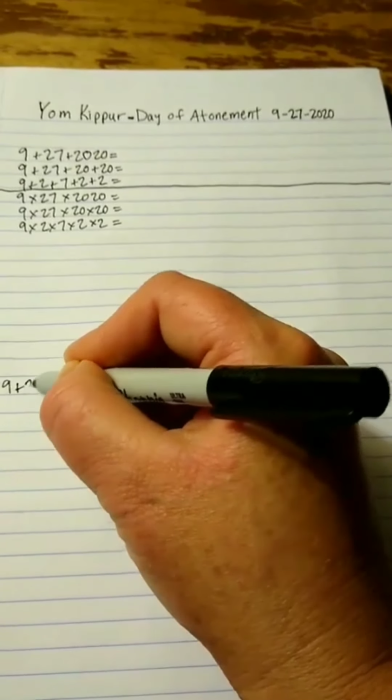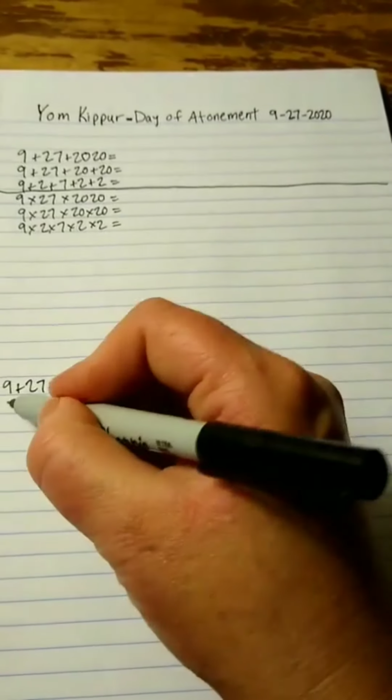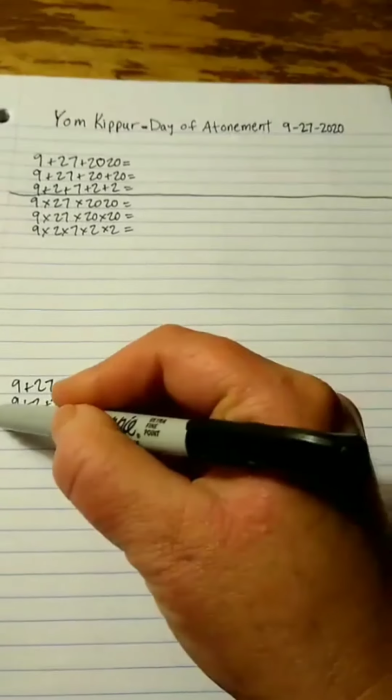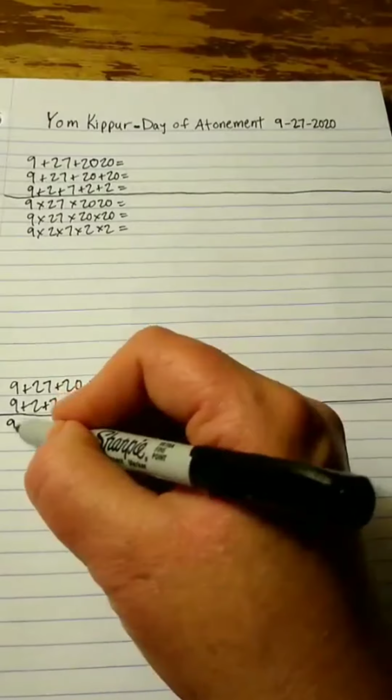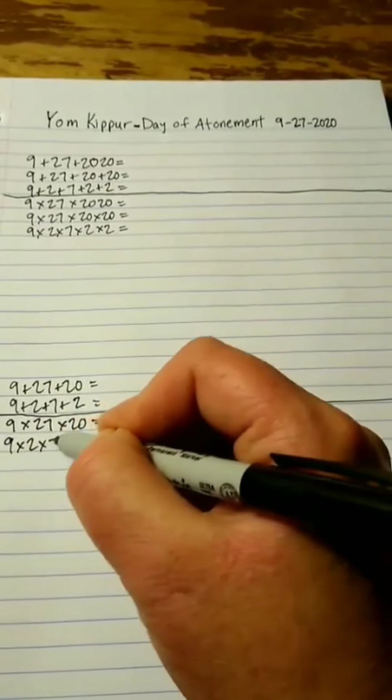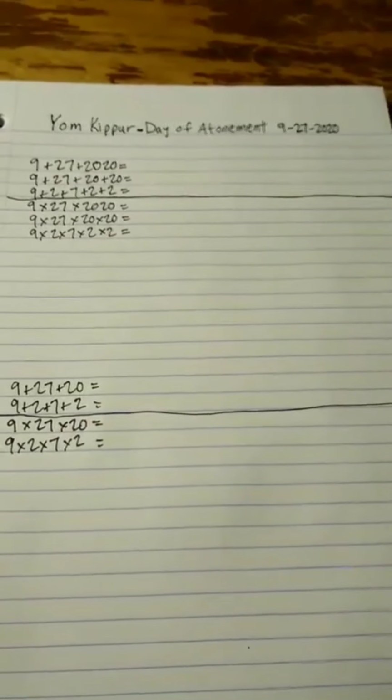So we're going to do 9 plus 27 plus 20, and then 9 plus 2 plus 7 plus 2. Forget the 0, okay? Equals. Then we're going to do our line again. Then we're going to do 9 times 27 times 20 equals, and 9 times 2 times 7 times 2. Okay? All right, so we're going to start up here.